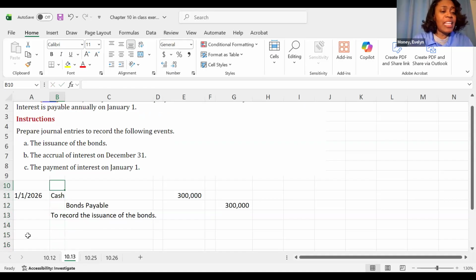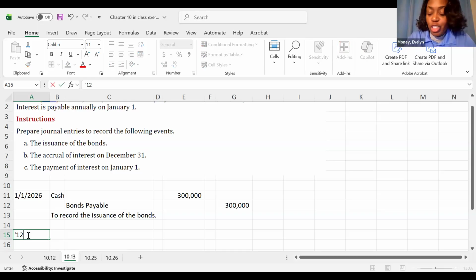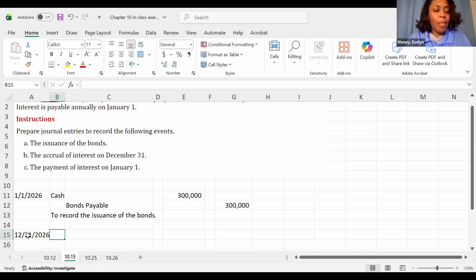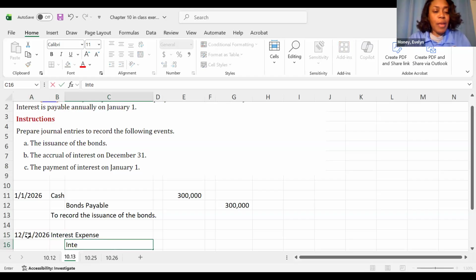Now we speed up time. It is December 31st, and there's 12 months' worth of interest that the bondholder has earned. We haven't recorded it, and they haven't received it yet because we make interest payments on the next day. So yes, they've earned it as of December 31st, but we don't give it to them until January 1, which is the next accounting period. So on December 31st, we have to do an adjusting entry, 12/31/2026, for interest expense and interest payable.